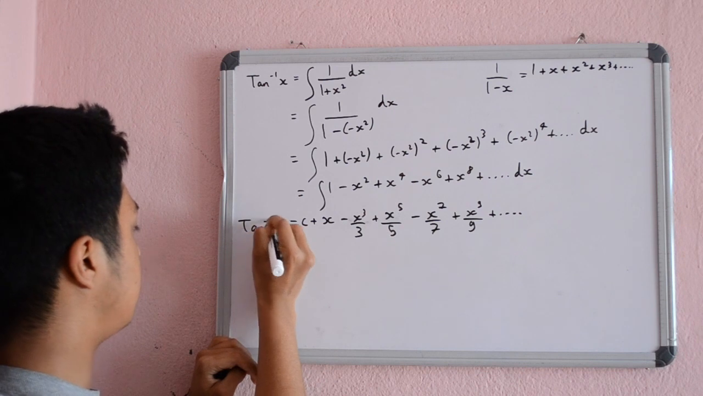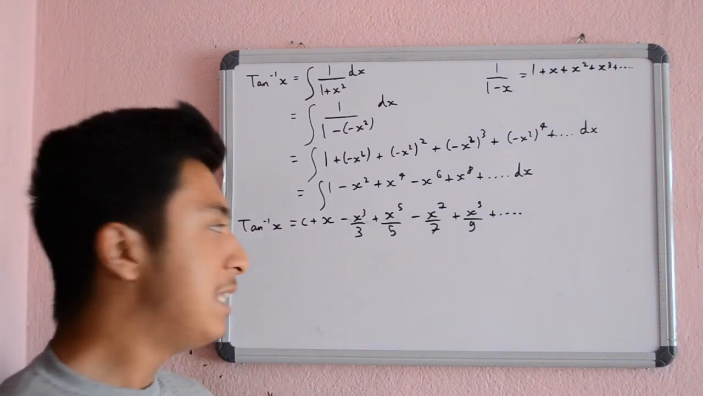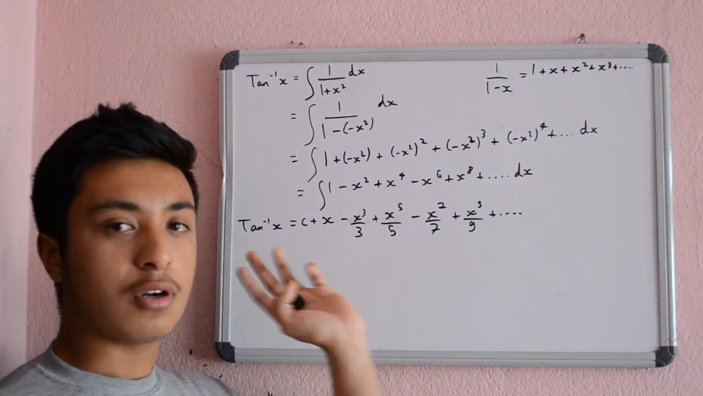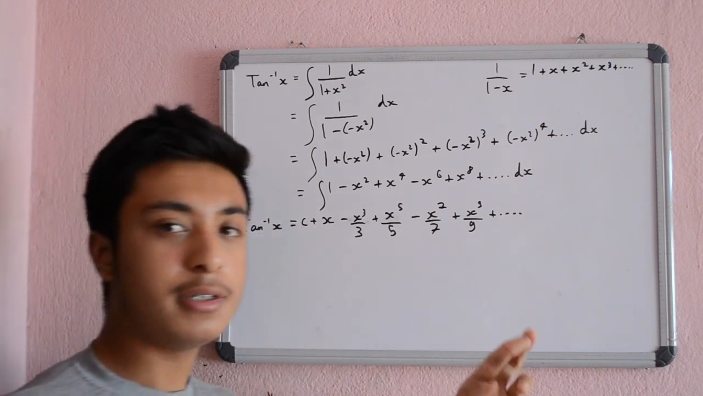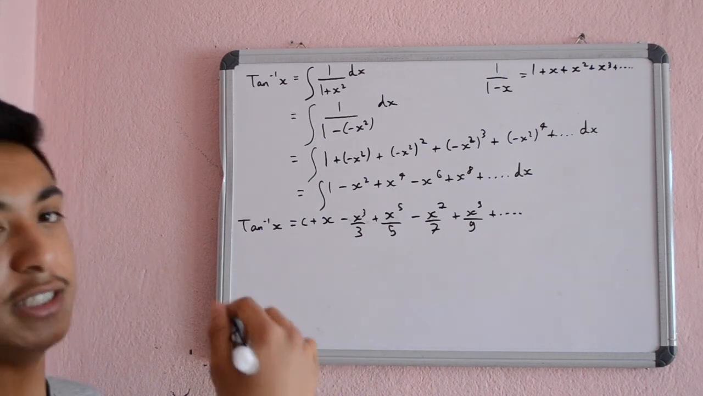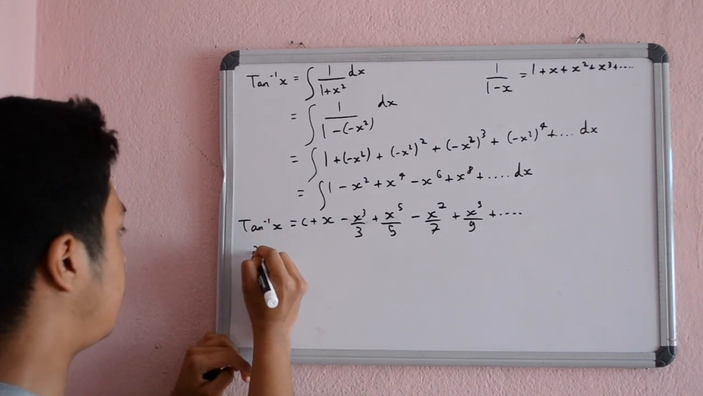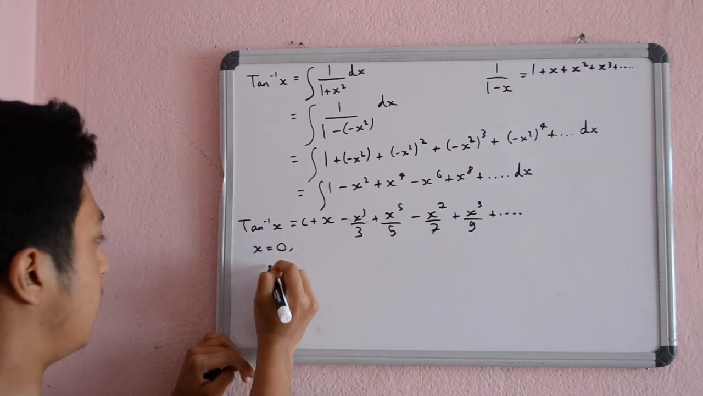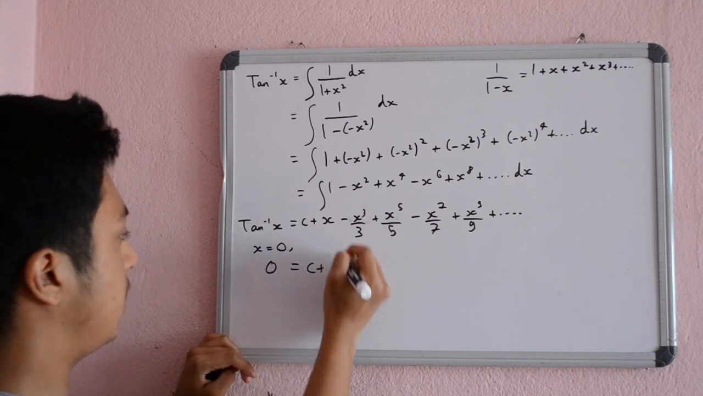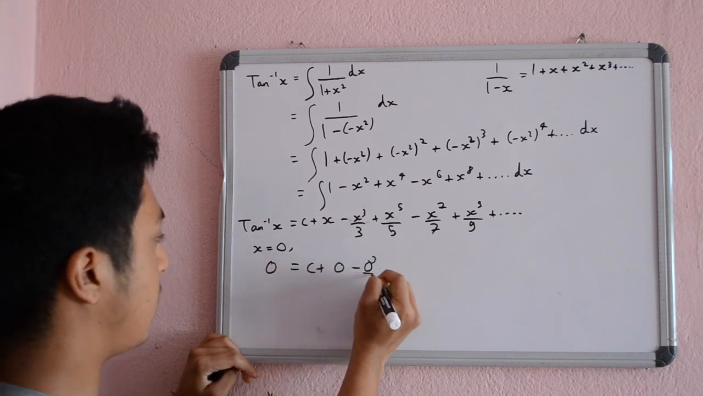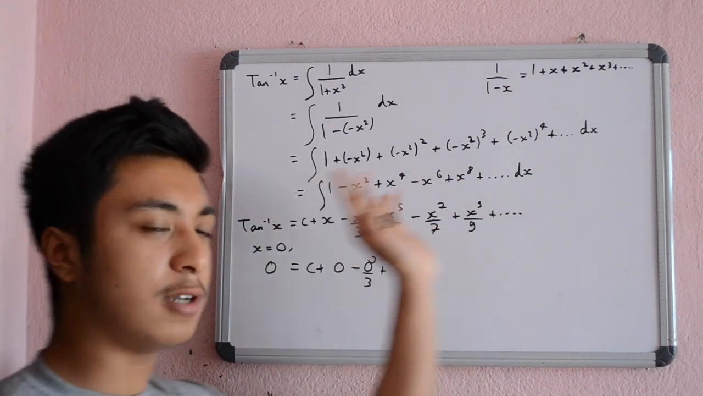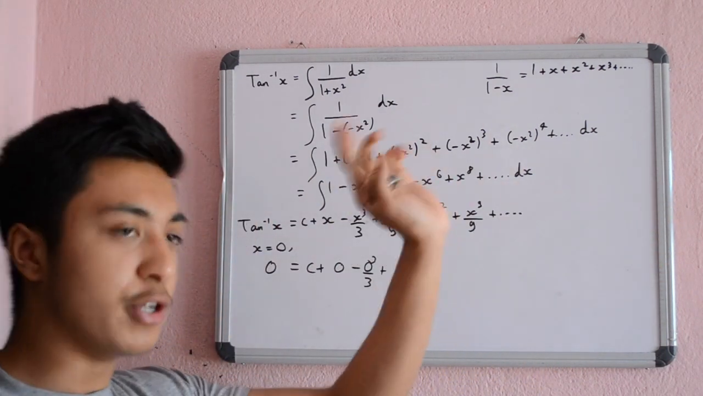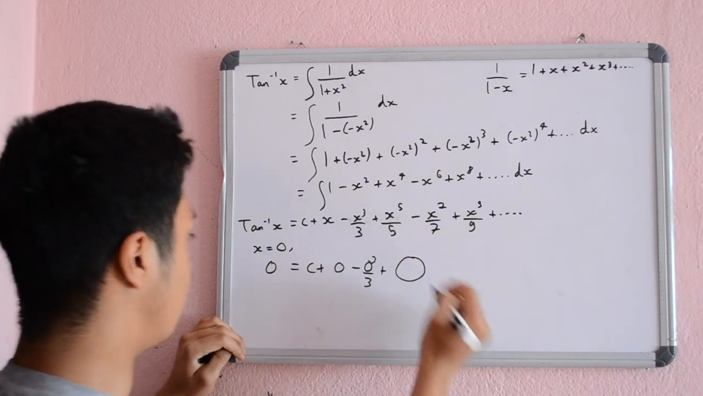And we have this. And it's pretty easy to figure out the value of the constant. All you have to do is replace x with some number. So let's just try 0. Tangent inverse of 0 is 0. So this will be c plus 0 minus 0 cubed by 3 plus 0 to the power by 5. And all of the terms contain 0 in the numerator, so it will just be 0.